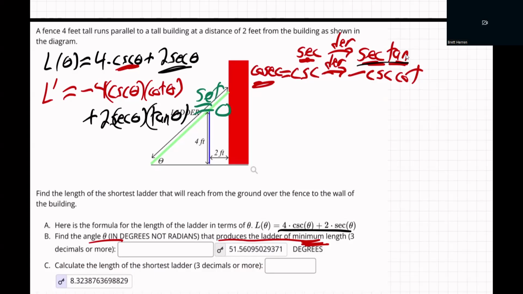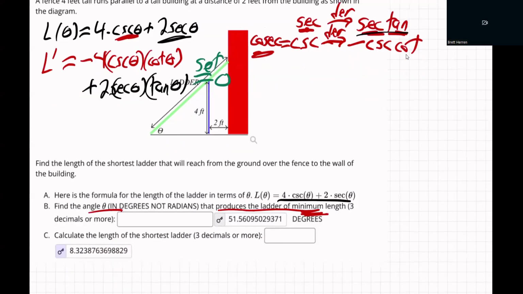Then we're supposed to set that equal to 0, right? Because when the derivative is 0, that's where you find your minimums and maximums. The slope is flat, you find your peaks and your valleys, like the highest and lowest points on a roller coaster. L prime is the slope. So I'm going to find those peaks and valleys where the derivative is set equal to 0.